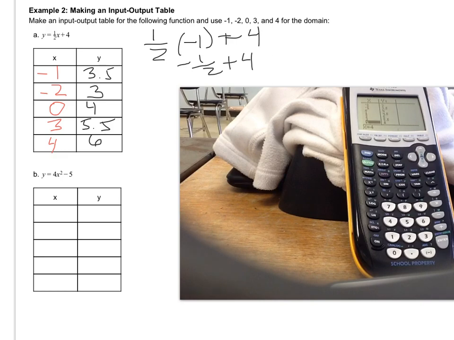Now what I would like you to do is take a look at letter B. Can you fill in the table by yourself? So take a second and pause the video and see if you can get the correct values. If you did it correctly, you should see that the table should be -1 and -1, -2, 11, 0, -5, 3, 31, and 4, 59.